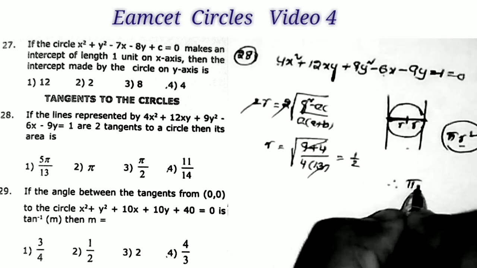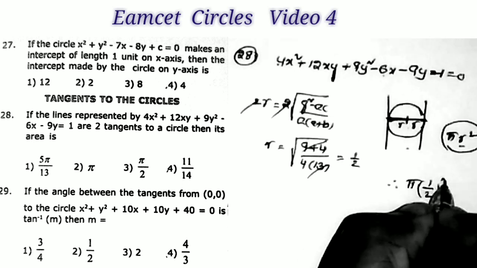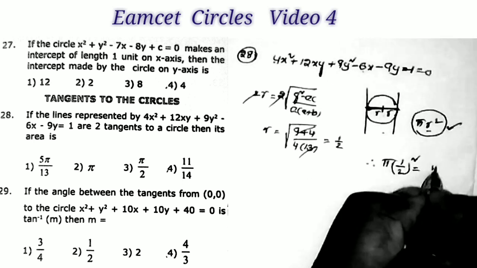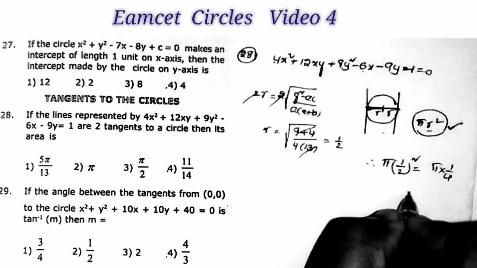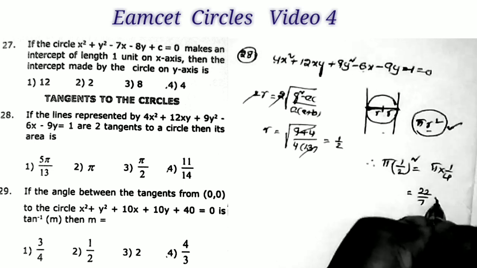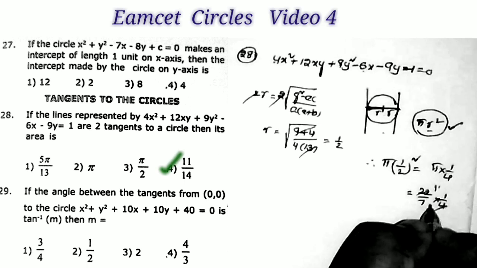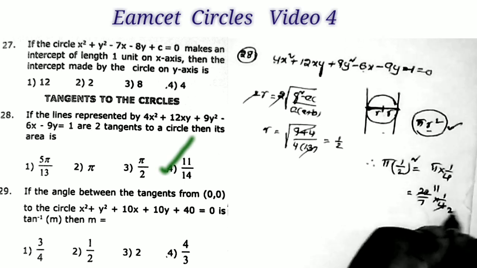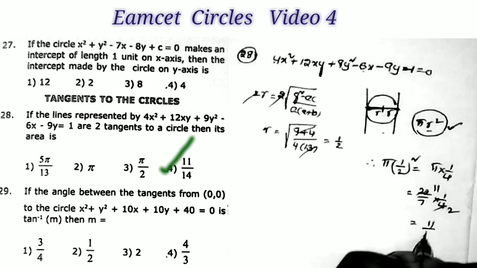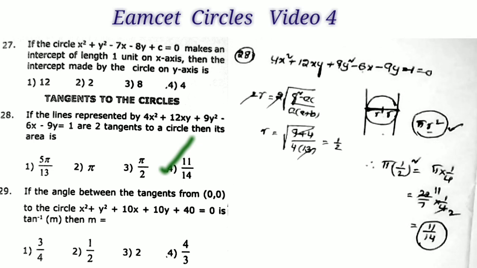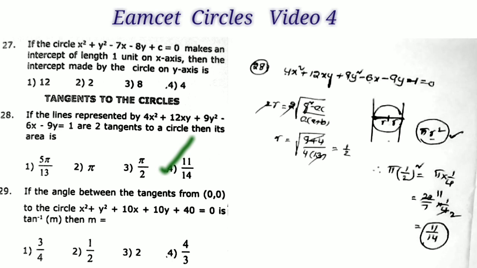Therefore, area is equal to pi r square. Pi into 1 by 2 whole square, that is equal to pi into 1 by 4. But what is the pi value? 22 by 7. 22 by 7 into 1 by 4. Therefore, the answer is, this is 11 times, this is 2 times. So the answer is equal to 11 by 14. That's all. Therefore, the area of the circle is 11 by 14, and that is the fourth option.